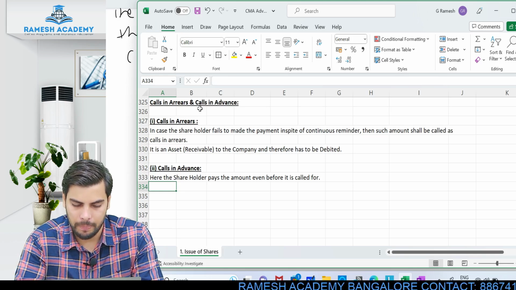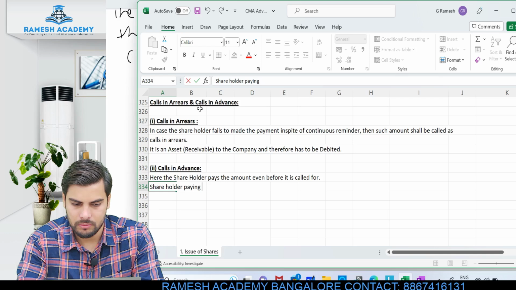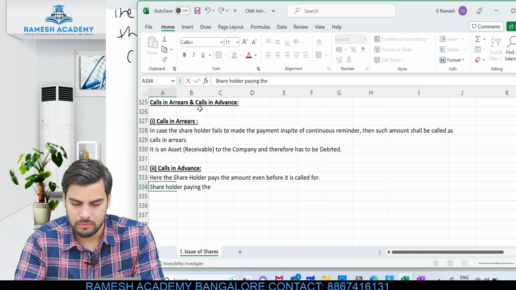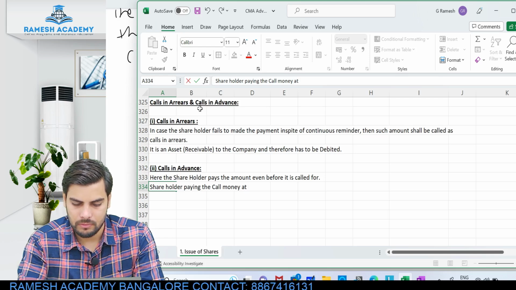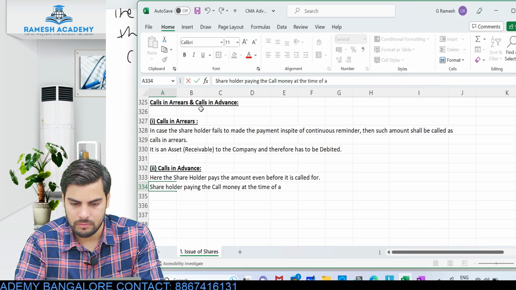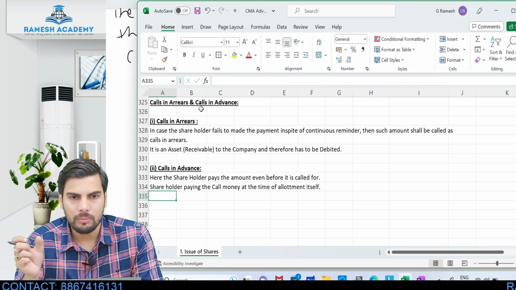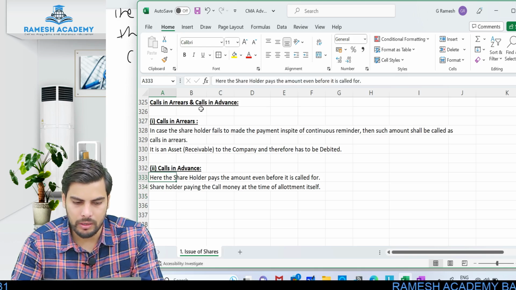So let's say the shareholder is paying the call money at the time of allotment itself. So what is he doing? He was supposed to pay only the allotment stage money. But during allotment, along with allotment stage money, he is also paying this particular call money. So this would be treated as calls in advance.